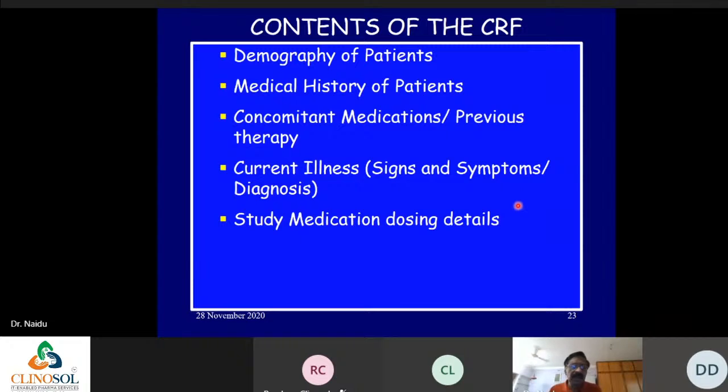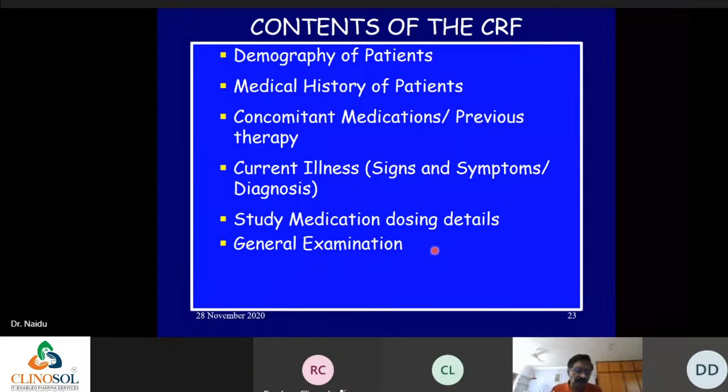You have to very clearly write that what study medication the volunteer has to use, what is the dosing, how many times he has to use a tablet and capsule, whether he should use empty stomach or he should use with milk, before meal, after meal, every detail should be given. This should be given in much detail in the heading of the study medication and dosing detail.